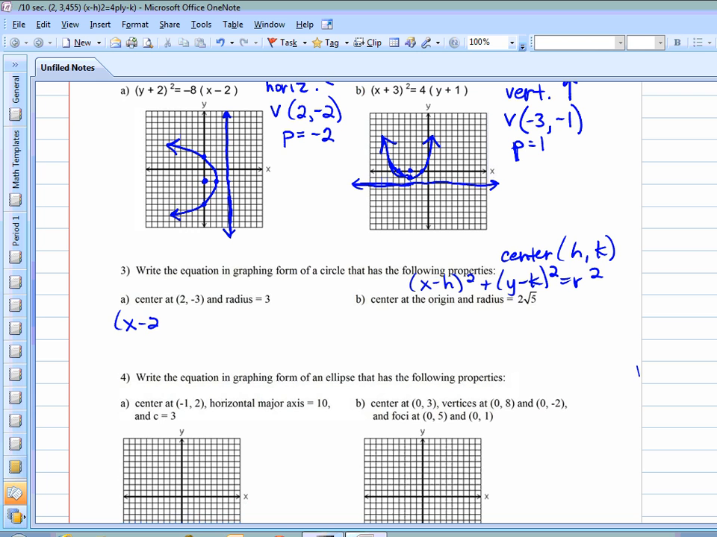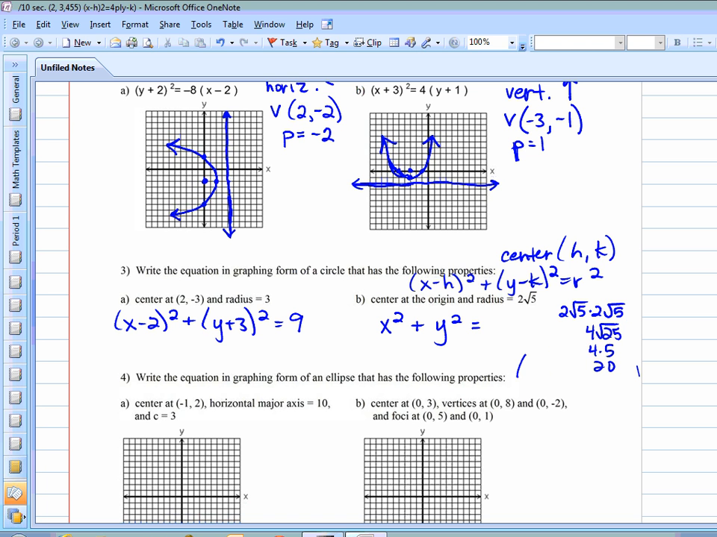We have (x minus 2) squared plus (y plus 3) squared, and r squared, 3 squared is 9, so that's how we're going to leave it. For the origin, if I have (x minus 0) squared, well, x minus 0 is just x, so it's really just x squared plus y squared, because y minus 0 squared is still y squared. And then 2 square root of 5, squared. Well, that's 2 square root of 5 times 2 square root of 5 when I'm squaring it, which would be 4 square root of 25, which is 4 times 5, or 20.